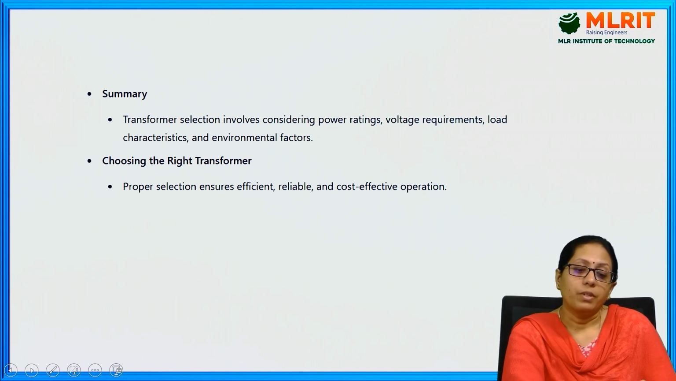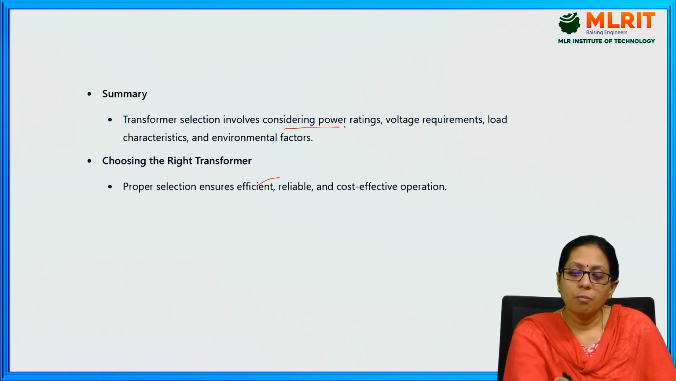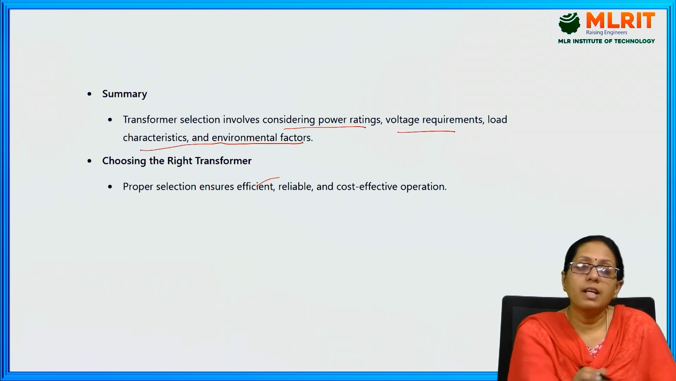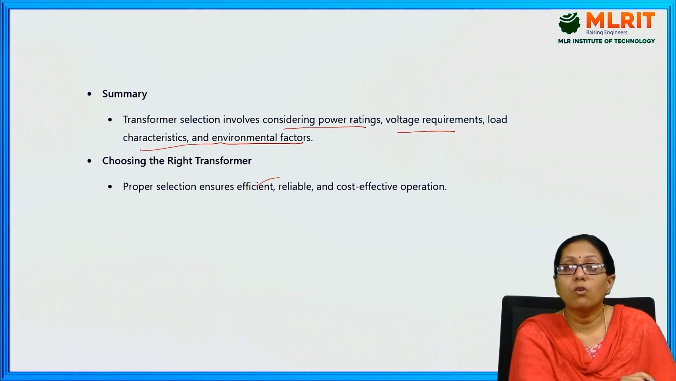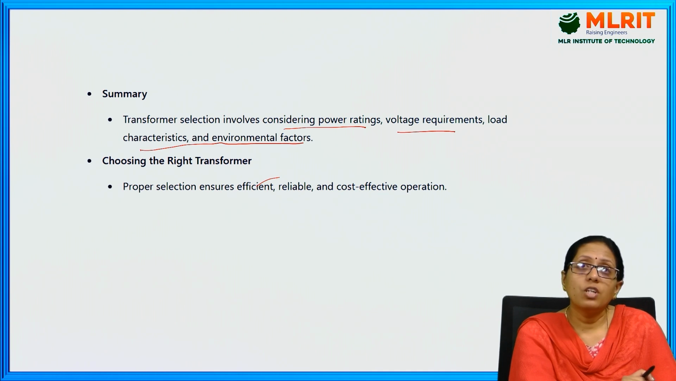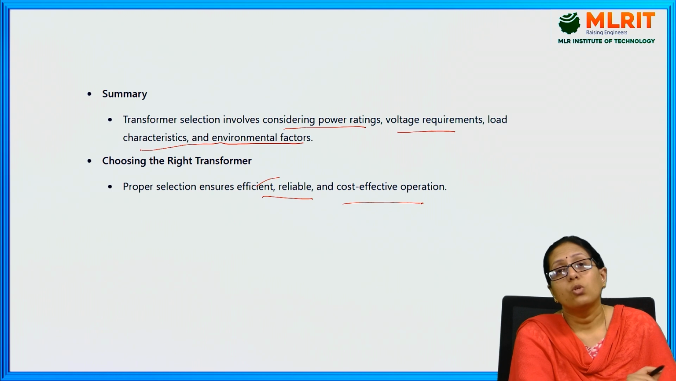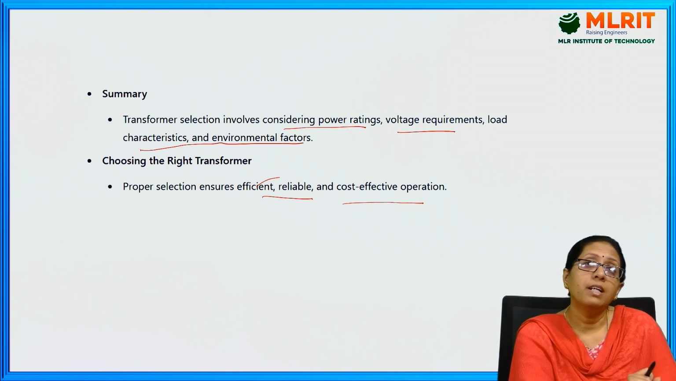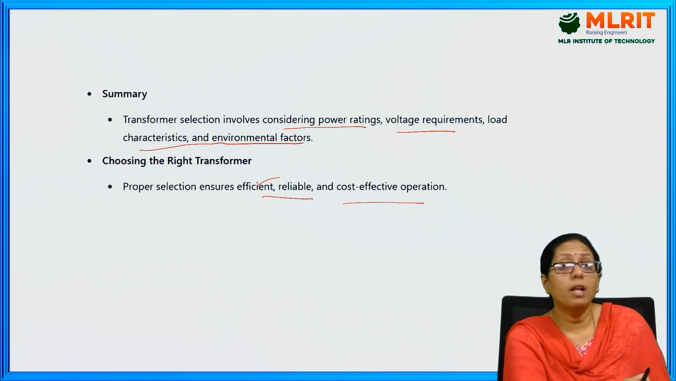Transformer selection involves the consideration of power ratings, voltage ratings, load characteristics and environmental factors. So a transformer should be selected based on the power, voltage, load as well as the environmental conditions. Choosing the right transformer ensures efficient, reliable as well as cost effective operation. So the cost and the reliability also should be considered for selecting a transformer. So this is all about a transformer.